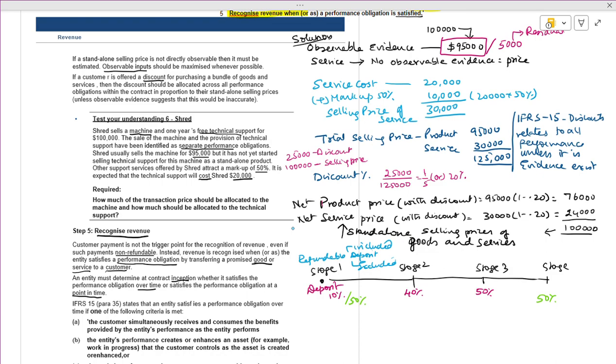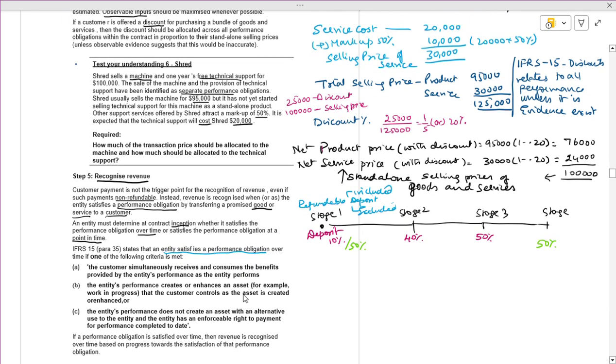IFRS 15 paragraph 35 says that the entity satisfies a performance obligation over time if one of the criteria is met. What are the criteria? The customer simultaneously receives and consumes the benefits. You are receiving and you are consuming the benefit. Very straight, at one point of time. There is no point of discussion. It's give and take at one point.